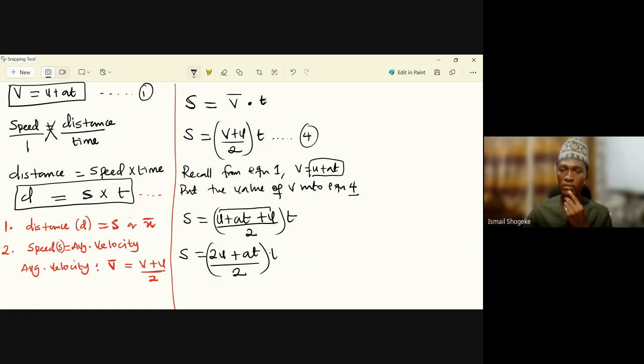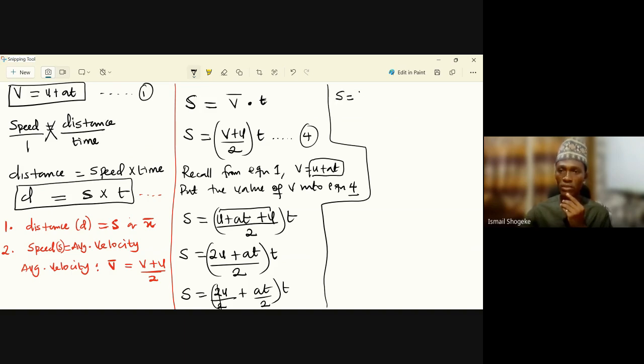Now let's divide 2 by both sides. Let's share the 2 for 2U, then let's give at its own 2. So we say S equals 2U divided by 2 plus at divided by 2. Now let's multiply by t. So now these 2's can cancel. So that S equals, now we have only U left here, U, plus now at over 2, and we have a t outside.